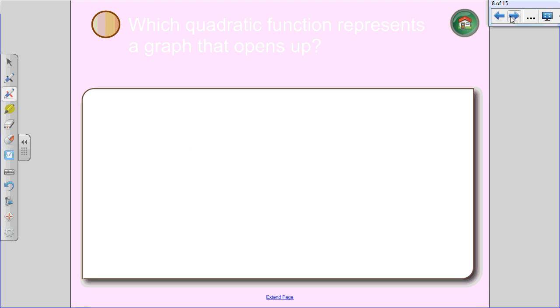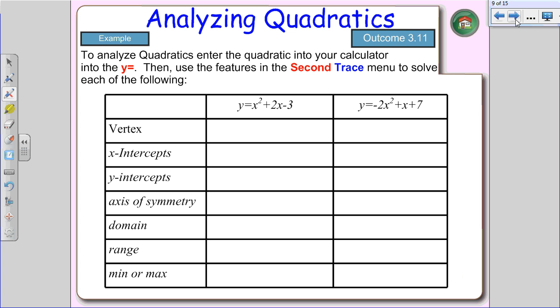Okay, let's look at an equation, see if we can't figure things out. Analyze the quadratics. So enter them into your calculator, then use the second trace menu. We're going to go over our calculator a little slow here, so listen closely, please. If you turn your calculator on, you go y equals. In the very first one, we're going to do x squared plus 2x minus 3. And then you're going to hit the graph button. And you should get a graph that looks something like that.